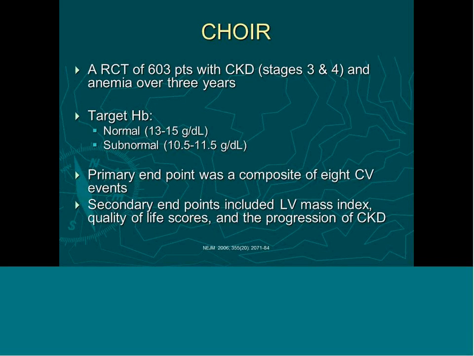A controlled trial of 603 patients with chronic kidney disease, most stage 3 and 4, over 3 years. These were patients with chronic kidney disease and anemia, randomized to a normal hemoglobin of 13 to 15, or a subnormal hemoglobin of 10.5 to 11.5. The endpoint was a composite of 8 cardiovascular events, and the endpoints included progression of CKD and quality of life.